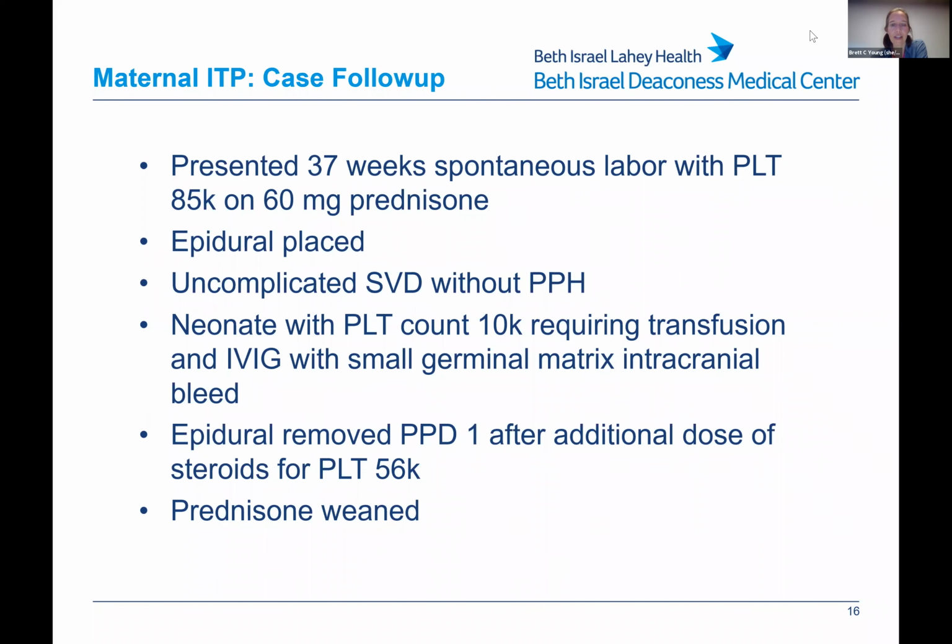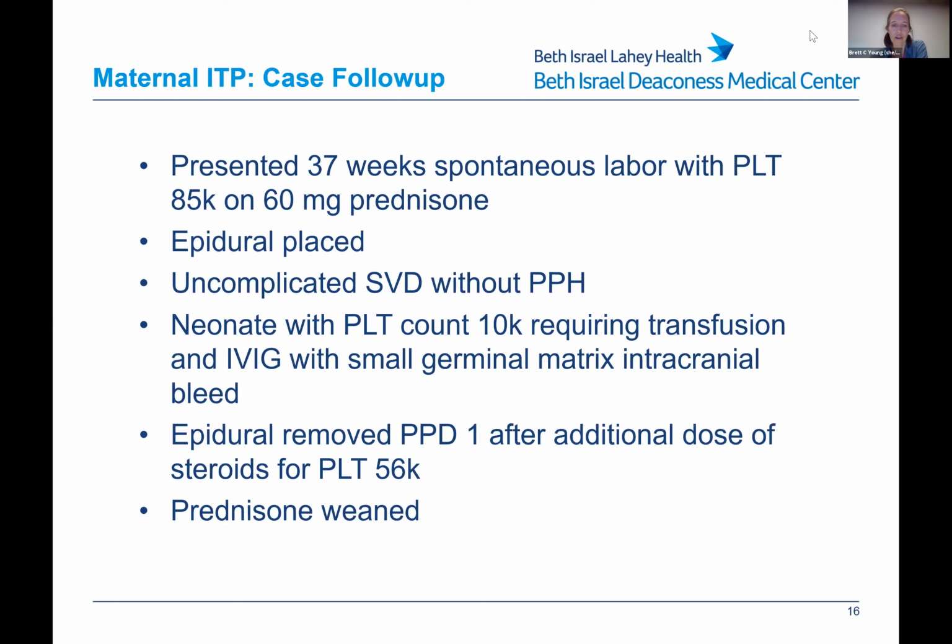Unfortunately, her neonate did have a platelet count of 10,000, requiring transfusion and IVIG. And her daughter had a small germinal matrix intracranial bleed, which again is really unusual, but did have a platelet count of 10,000. This patient, again, as a reminder, had a splenectomy, which is one of the strongest risk factors for patients to have neonatal thrombocytopenia.